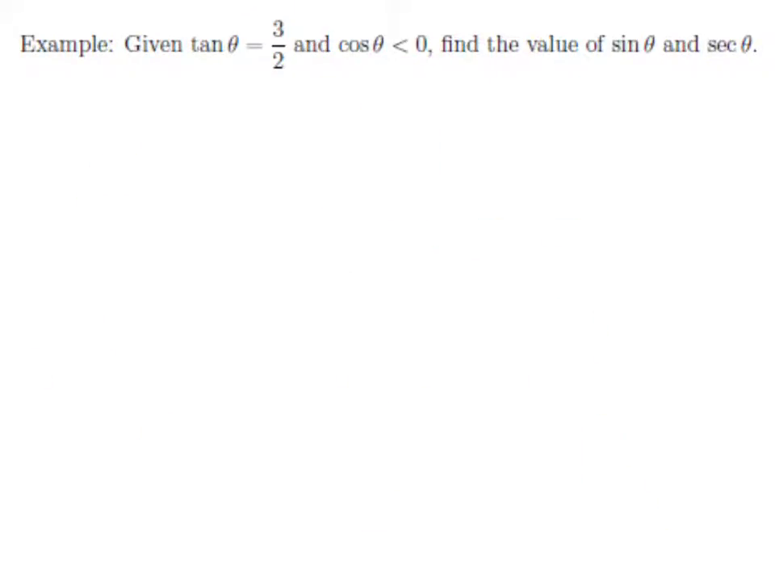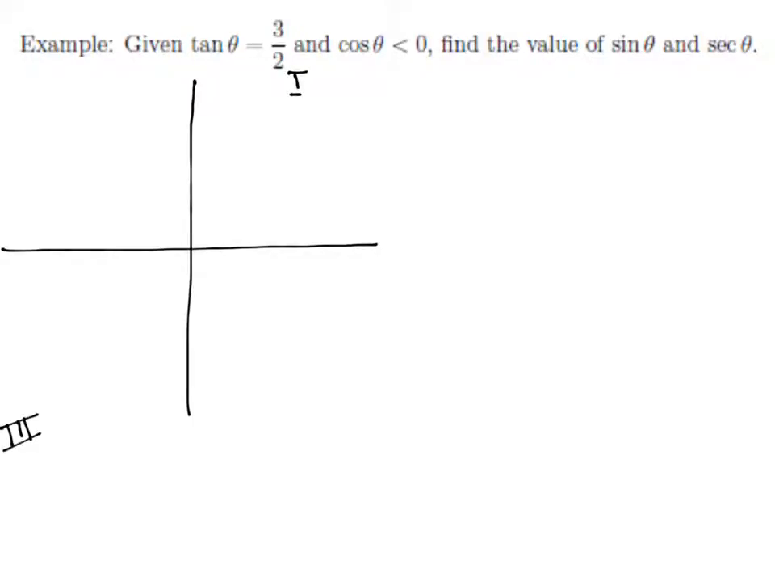Okay, here we have one that's very similar. Tangent theta is equal to 3/2. Well, tangent is positive in the first quadrant and the third quadrant. So what that's telling us is that theta must be in either quadrant 1 or quadrant 3.